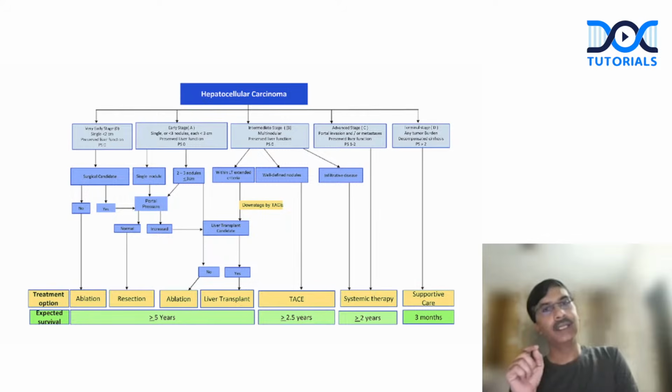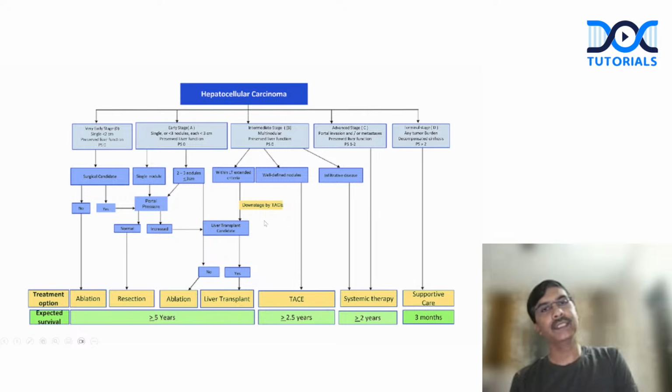CTP 8 means Child-Turcotte-Pugh B. Okay. And they are multinodular. Performance status we actually don't know. So they are well-defined nodules. In earlier BCLC guidelines, they would have directly gone for TACE and then sorafenib.